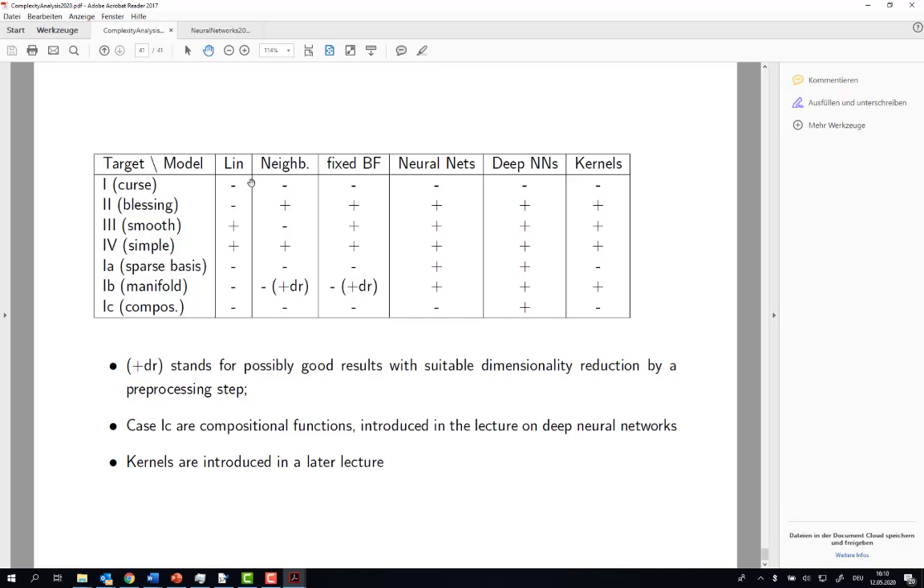So linear models don't work because they cannot deal with the complexity. Neighborhood models like nearest neighbors can work. Fixed basis functions work. Neural networks work. Deep learning works, and kernels work.